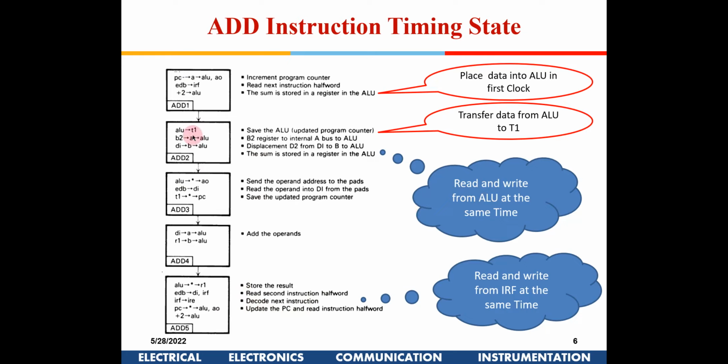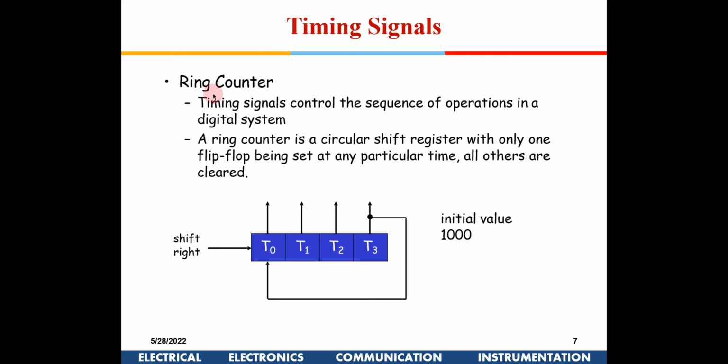The solution is not to use different clock cycles, right? That will take many more clock cycles if you try to segregate these. So a better option is available, which is known as a multi-phase clock. Now what is a multi-phase clock? How do we generate a multi-phase clock first of all?